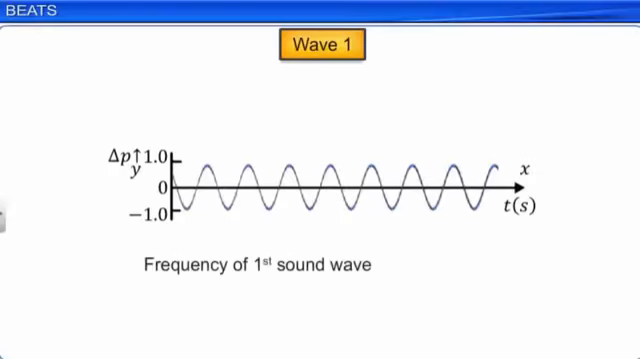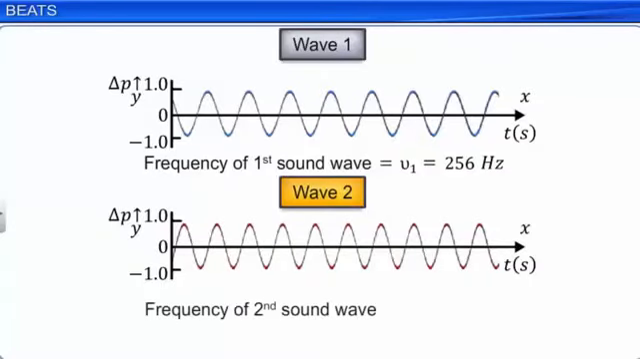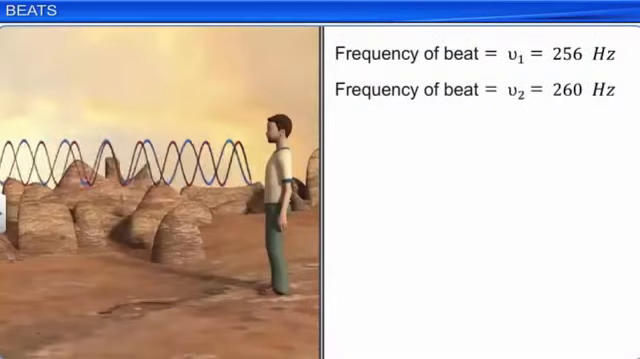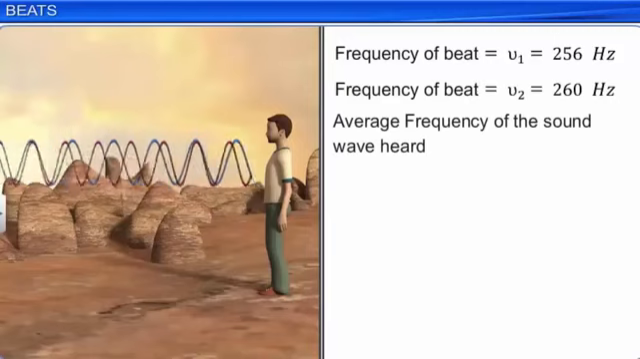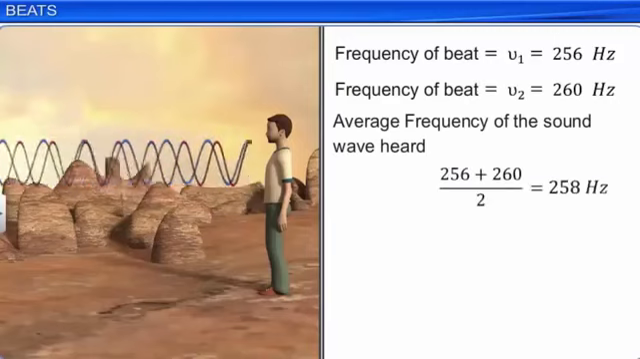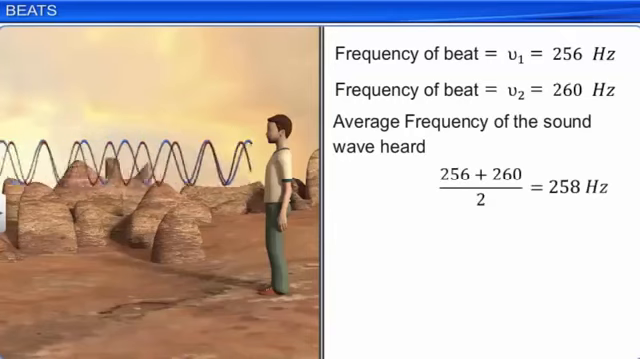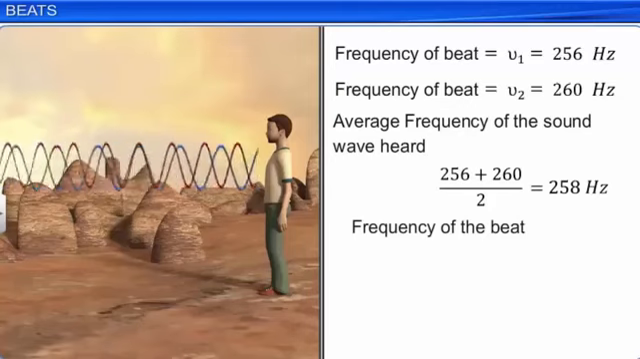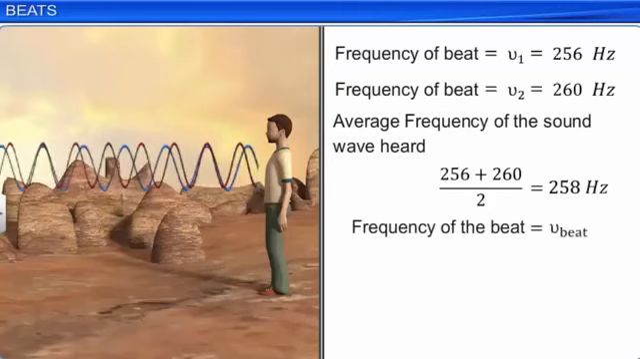Let the frequency of the first sound wave, ν1, be 256 Hz, and the frequency of the second sound wave, ν2, be 260 Hz. The average frequency of the sound wave heard by the man is equal to 258 Hz. The frequency of the beat, expressed as ν beat, is equal to the difference between ν1 and ν2. On substituting the values of ν1 and ν2 and calculating, we get the value of ν beat equal to 4 Hz.